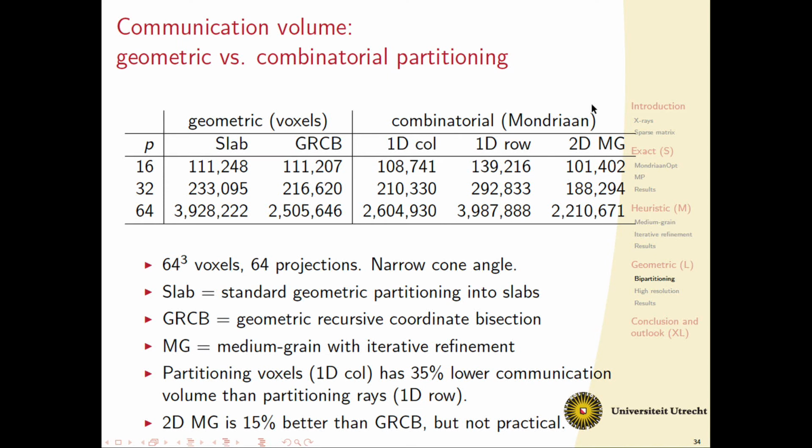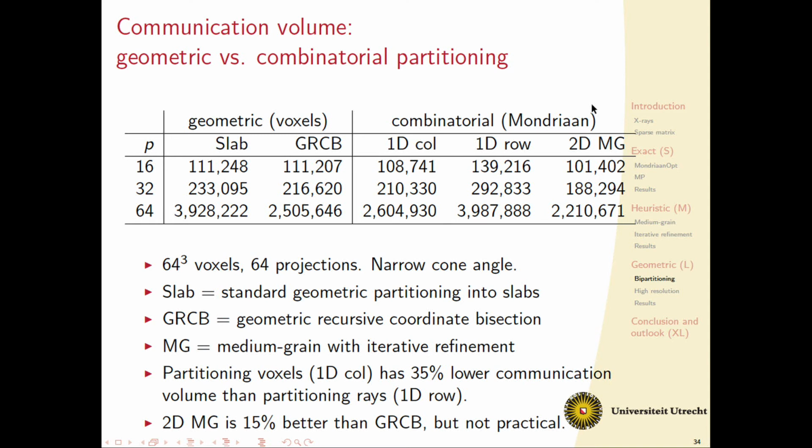Okay, so now we can compare the geometric and the combinatorial solution, because for small and medium size, we can express this as a matrix as well. So to the left, you see the first column that gives the communication volume for slab partitioning. It's just splitting into slabs, and that is current practice in parallel tomographic reconstruction. Next to it is our geometric method, and you see that we have about 2.5 million data words being communicated for this particular problem.